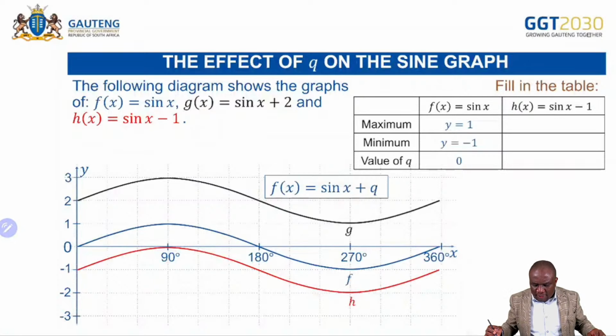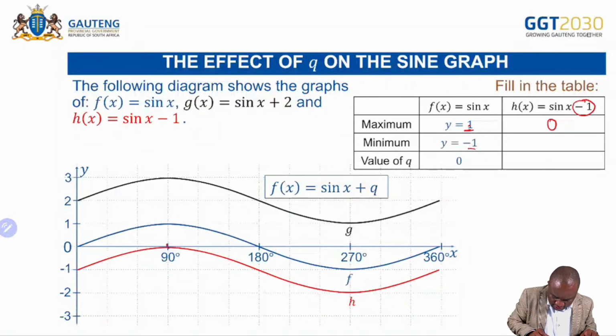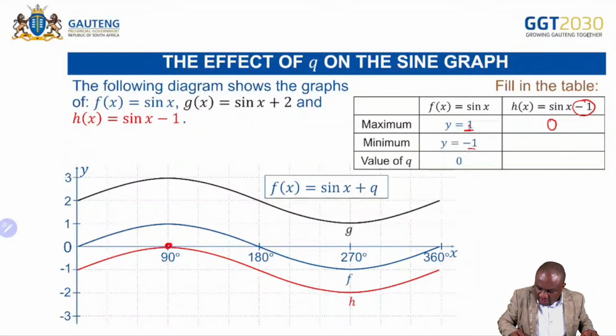And then the maximum and minimum. Since this is negative 1, every y value is going to shift downwards by 1 unit. We're going to subtract 1. So 1 minus 1 is 0. Let's check. Yes, the maximum is at 0. And then here, negative 1 minus 1 gets negative 2. Is the minimum at negative 2? Yes, it is at negative 2. Do you see that? Okay. And then our value of q here is negative 1.